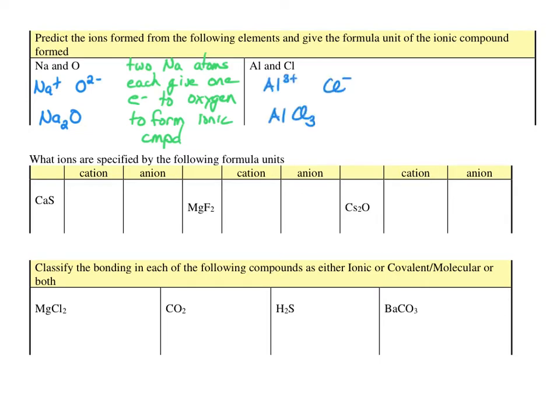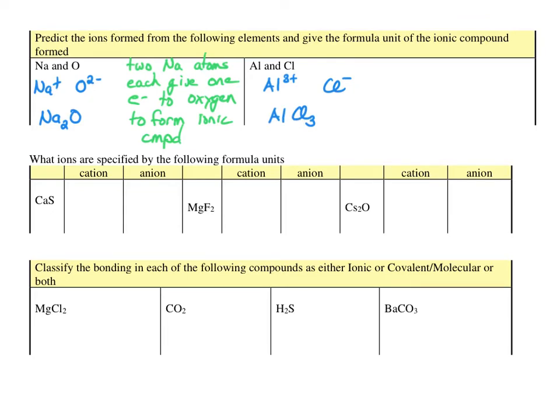For aluminum chloride, we have aluminum, 3A. It's going to lose its 3 electrons to form a 3 plus charge. 7A chlorine has 7 valence electrons. It accepts 1 more. So we have an aluminum 3 plus ion and a chloride minus 1. So we need 3 times as many chlorides as we have aluminum.